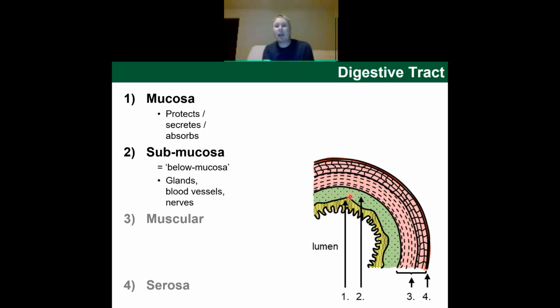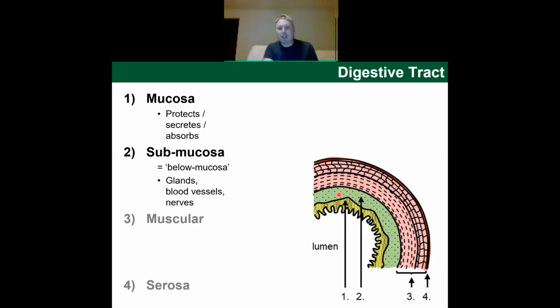The nerves and the blood vessels are able to tell us if we need to do something more or if we need to do something less. So this submucosal layer is really the regulatory layer. It observes whether everything is going the way we want, and if it's not, what do we change? So that's the function of the submucosa.